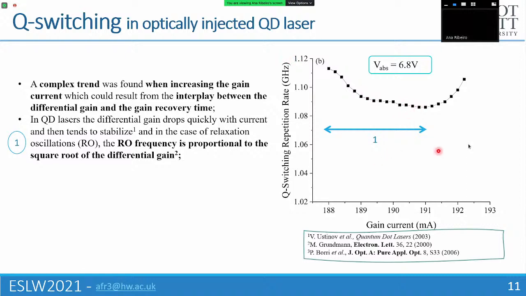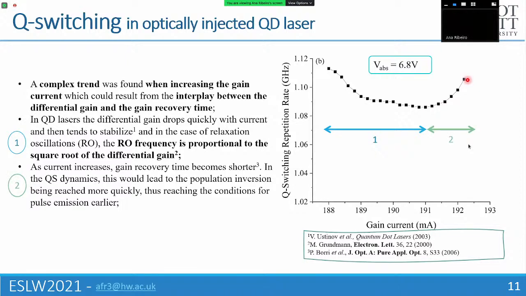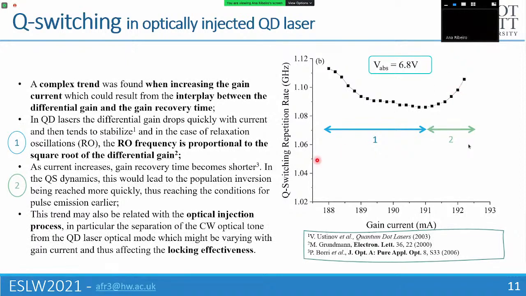But then as we continue to increase the current, we see then that the repetition rate starts to increase. Well, we believe that in this case, the effect of the gain recovery time starts to be more dominant. As the current increases, the gain recovery time is becoming shorter, and this would lead to the population inversion being reached more quickly, thus reaching the conditions for pulse emission earlier and increasing the repetition rate. However, there's also maybe another plausible explanation for how this trend is so complex. It could be just actually related with the optical injection process, particularly the separation between the CW wavelength and the quantum dot laser's closest optical mode, which might be varying with the gain current and thus affecting the locking effectiveness.